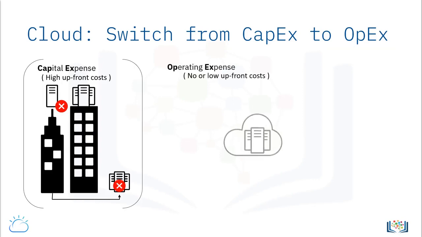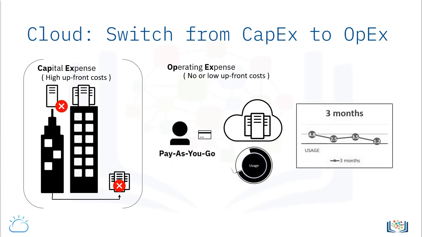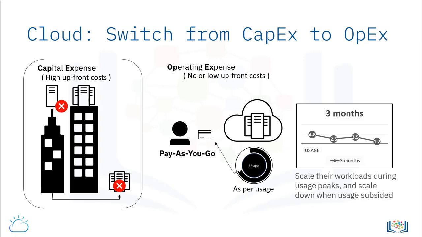This model appealed to all sizes of companies, those who had little or no hardware, and even those that had lots of hardware, because now, instead of making huge capital expenditures in hardware, they could pay for compute resources as and when needed. It also allowed them to scale their workloads during usage peaks and scale down when usage subsided. And this gave rise to modern-day cloud computing. The impact of the evolution of the cloud has been immense.